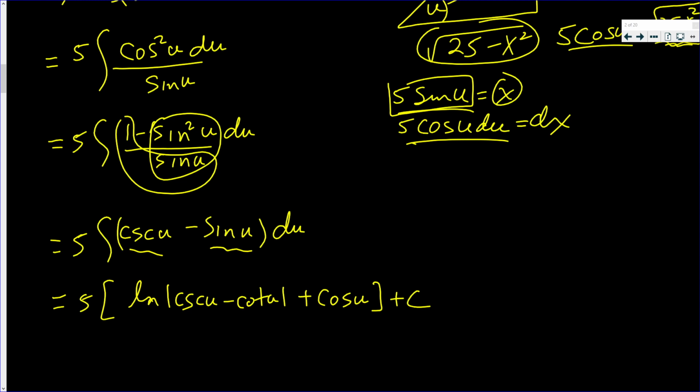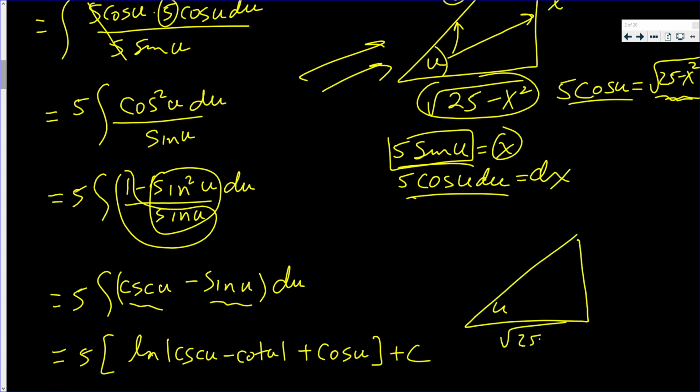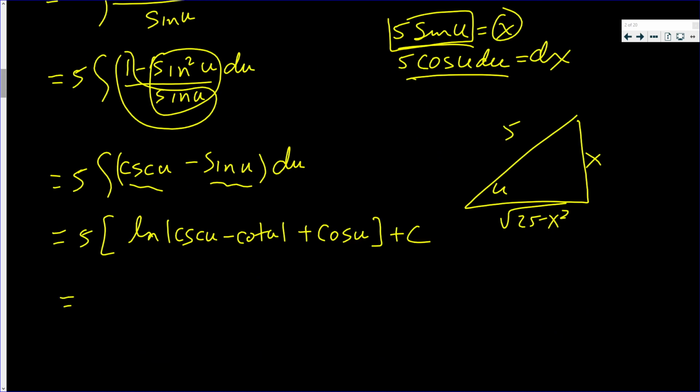Okay, so now we just want to do one last step. Let me just write down this triangle a little bit lower. This triangle right here. We have u, square root of 25 minus x squared, x and 5. Okay, so we need to substitute back to x's.